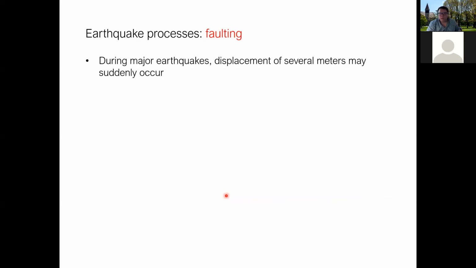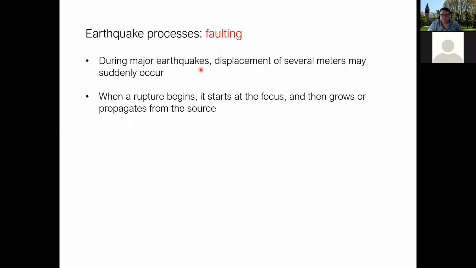So for perspective, when faulting does occur in earthquakes, the amount of displacement can often be several meters, pretty much instantaneously. The rupture that begins in an earthquake starts at the focus, and it propagates in all directions along the failure of that plane.